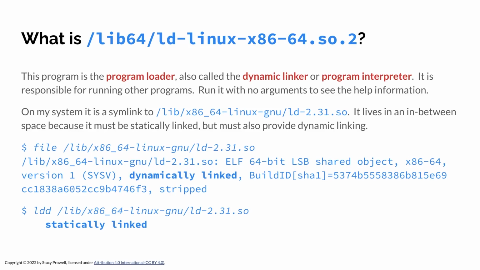So on my system, it's a symlink to another piece of code. And this thing lives in this weird in-between space because it has to be statically linked, but it also has to provide dynamic linking. It has to be statically linked because it's not going to load itself, and who's going to do it? So, if we take a look at it with file, it will say it's dynamically linked. If we take a look at it with LDD, it will say it's statically linked. That's interesting.